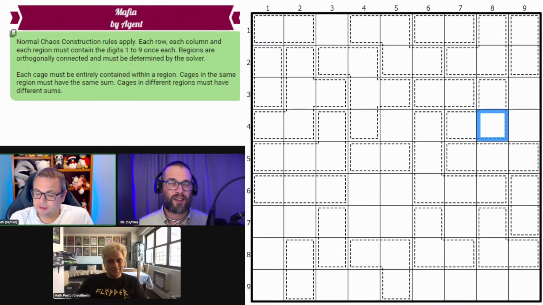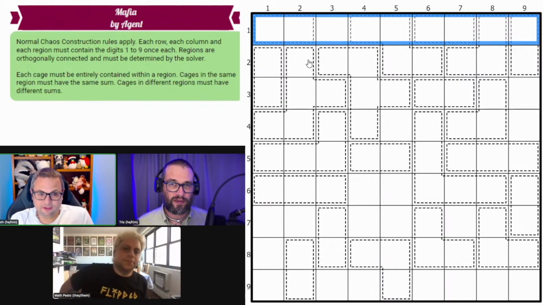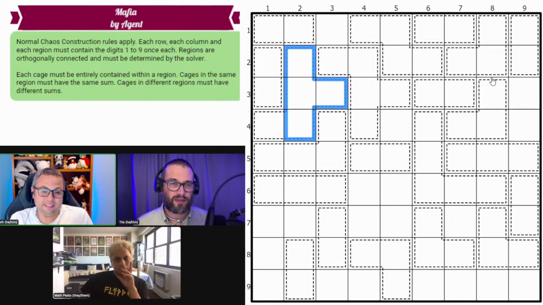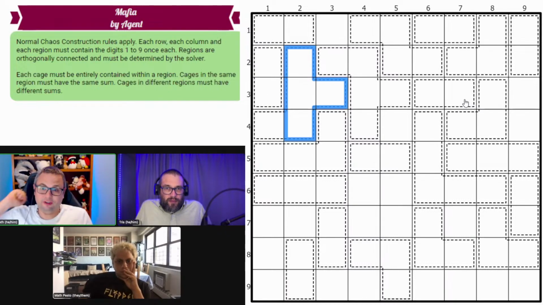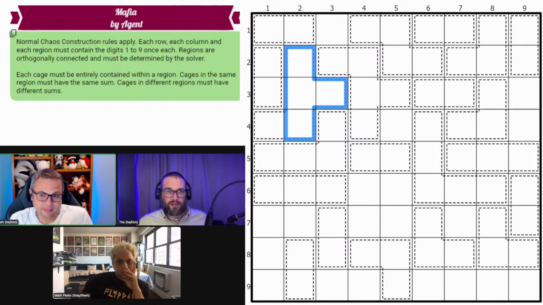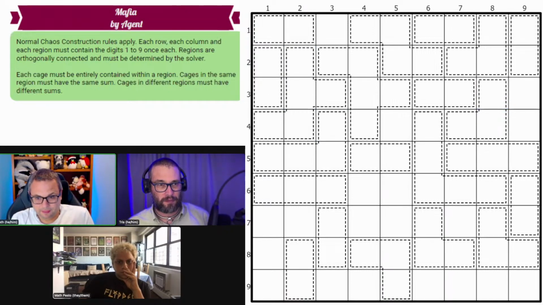Next up, we have Mafia by Agents. This is a chaos construction puzzle. So that means we need to put 1 through 9 in every row, column, and region, but the regions are for us to decide. So each cage must be contained entirely in one region, and cages within the same region must have the same sum, and cages in different regions must have different sums.